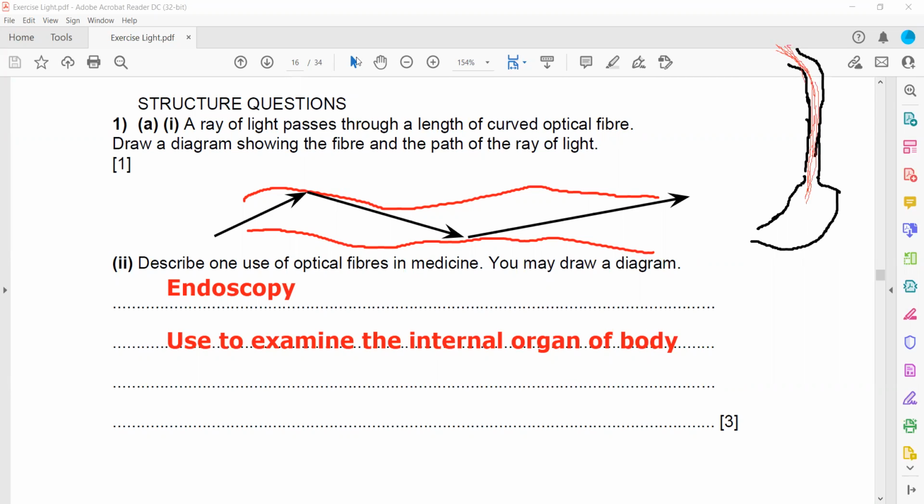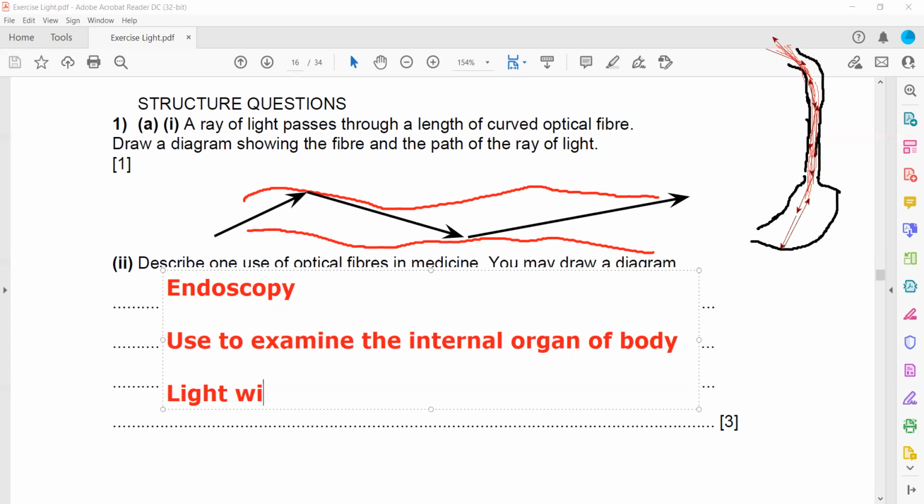Because inside our body we don't have any light source, they send light rays through this optical fiber, which will undergo total internal reflection, strike the surface of the stomach or inner wall of the organ and return back. By this technique, we can examine the internal part of the organ. So how do you explain this? You mention you can use endoscopy to examine the internal organ, and how it is done.